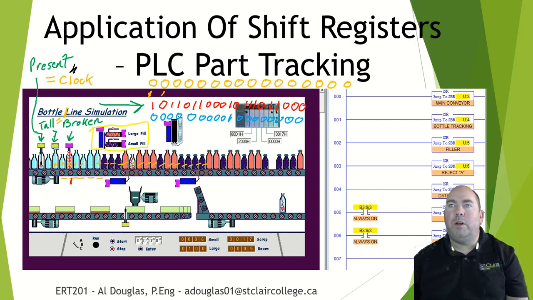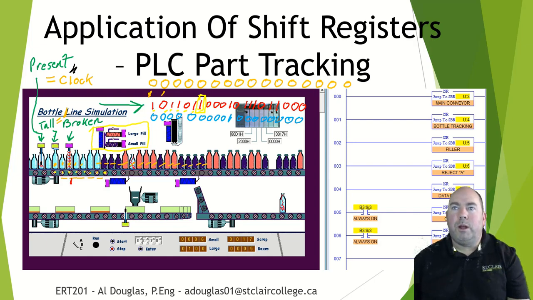The capping operation from the perspective of tall is 0, 1, 2, 3, 4, 5, 6, 7. The seventh spot in our register. So 1, 2, 3, 4, 5, 6, 7. This spot right here, if that is a 1 in that register, we have a tall bottle at the capping station. If it's a 0 in the register, we have a short bottle in the capping station. And we will act accordingly.